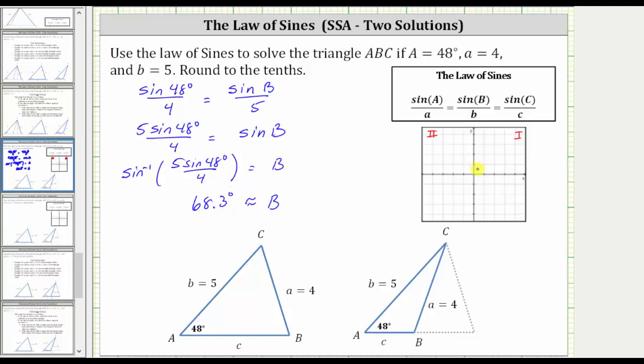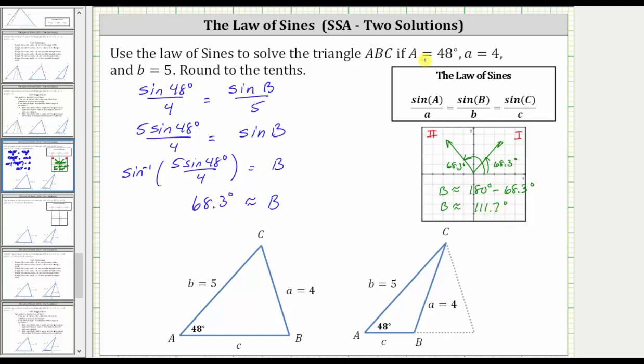So again, the angle we found on the calculator was 68.3 degrees. Let's say this angle here. To find the obtuse angle in the second quadrant, we sketch a reference angle of 68.3 degrees in the second quadrant, which would look something like this. And therefore the obtuse angle that has the same sine function value would be this angle here. So another possibility for angle B would be approximately 180 degrees, or half a rotation, minus the reference angle of 68.3 degrees. And therefore B could also be approximately 111.7 degrees.